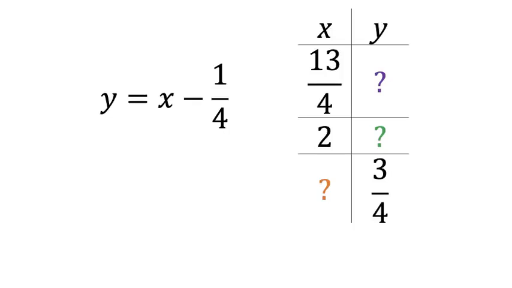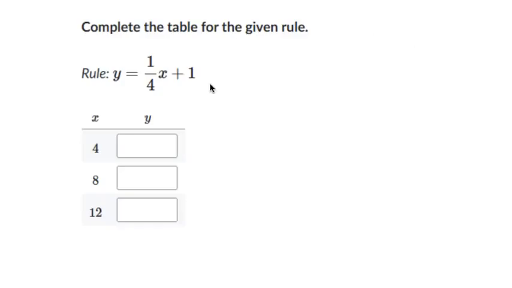In this lesson, we'll learn how to use equations to fill out tables with both inputs and outputs missing. Let's use this equation to fill out this table. We notice that they give us 3 inputs for the x's, and we need to figure out the outputs, or the y's. So let's do this one at a time.